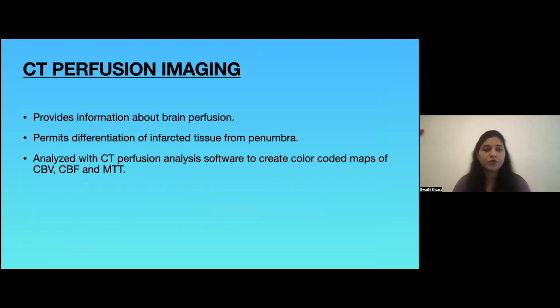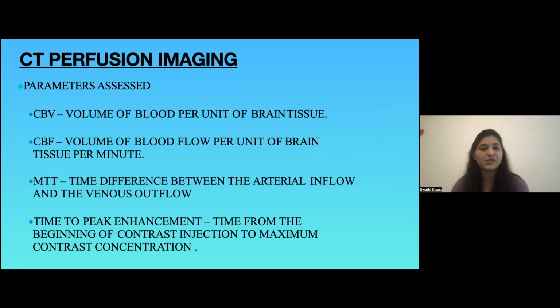Coming to CT perfusion imaging. CT perfusion imaging provides information about the brain perfusion. It permits differentiation of infarcted tissue from penumbra. And it's also analyzed with CT perfusion analysis software to create color-coded maps of cerebral blood volume, cerebral blood flow, and the mean transit times. These are the parameters that are assessed in CT perfusion imaging.